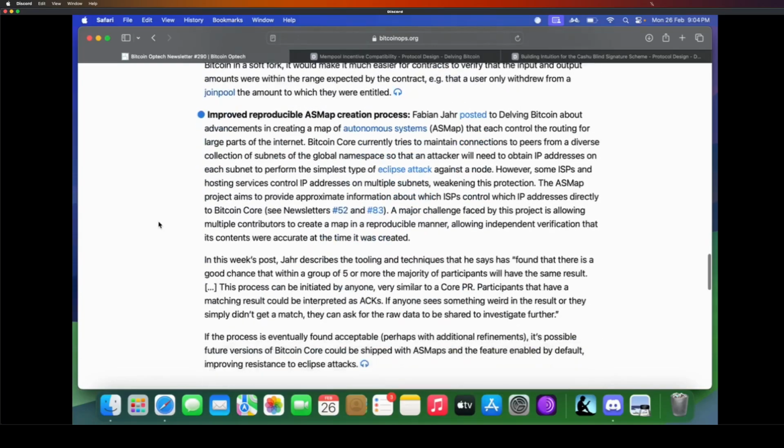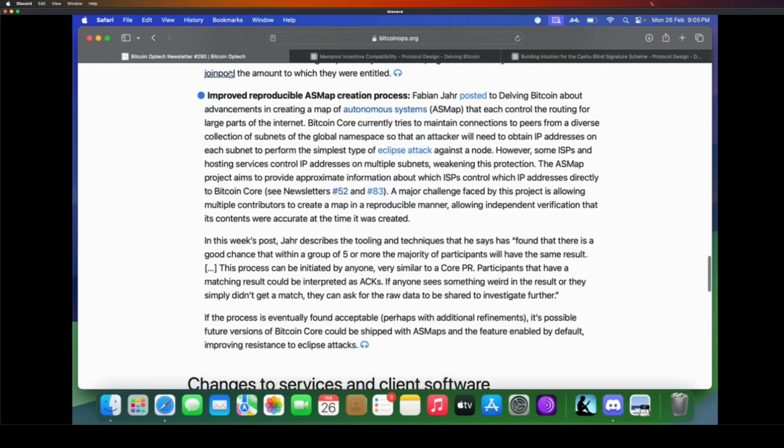Cool. We go through the next one. Again, I won't be able to read it. It talks about improved reproducible ASMap creation process. Okay, so basically, a Bitcoin node. I'll just briefly explain what this news article is.